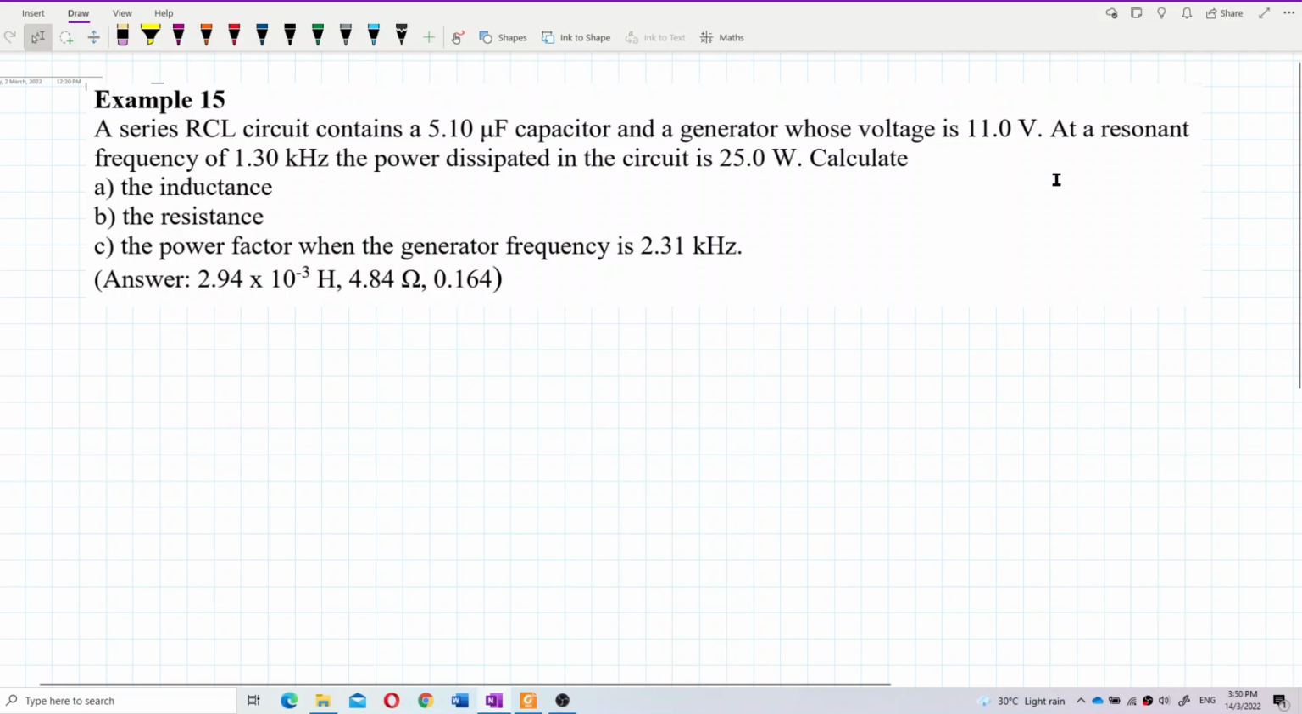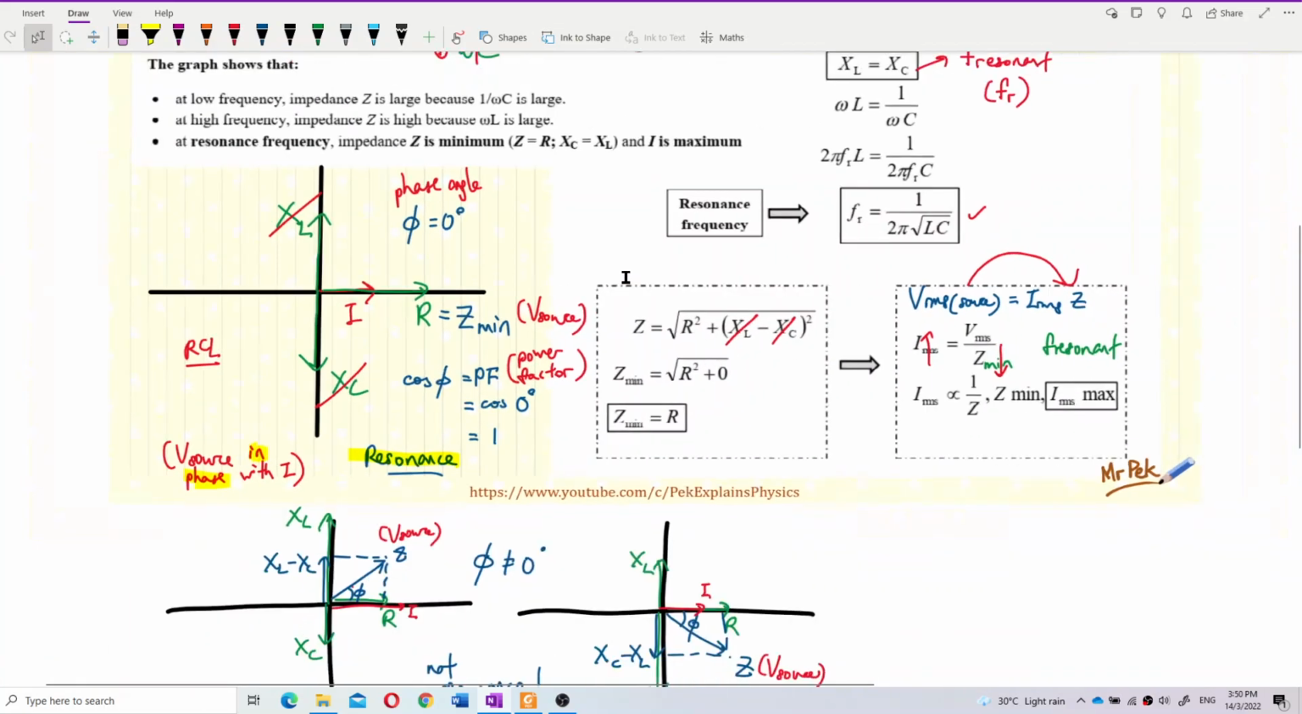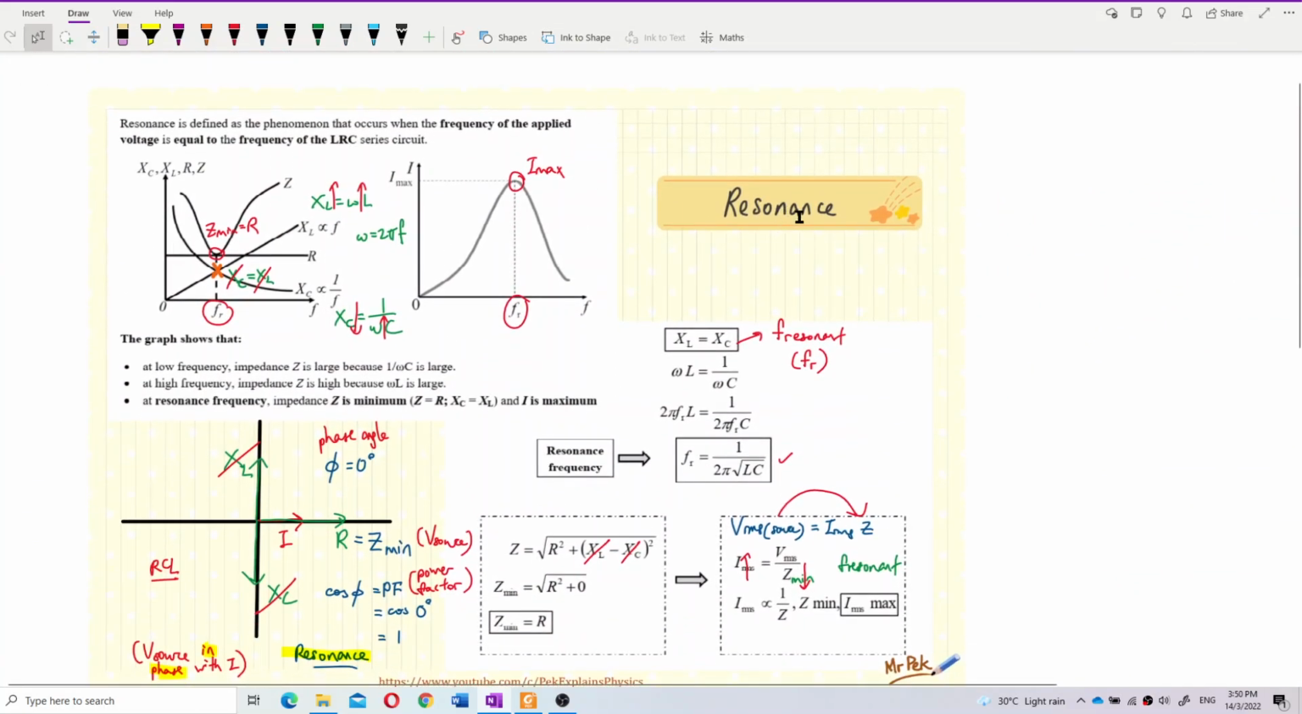If you look here, we have two types of frequency. The most important part for this question is where it says resonant frequency. That's very important. This is the frequency at resonance. What is resonant frequency? I hope you can review my earlier video when I talked about resonant frequency.